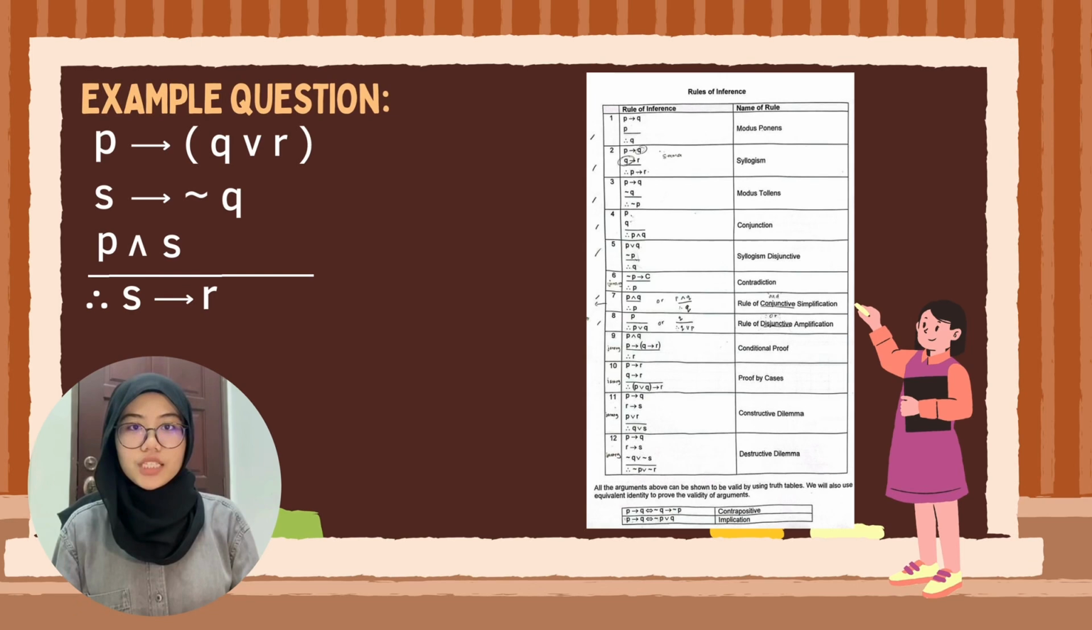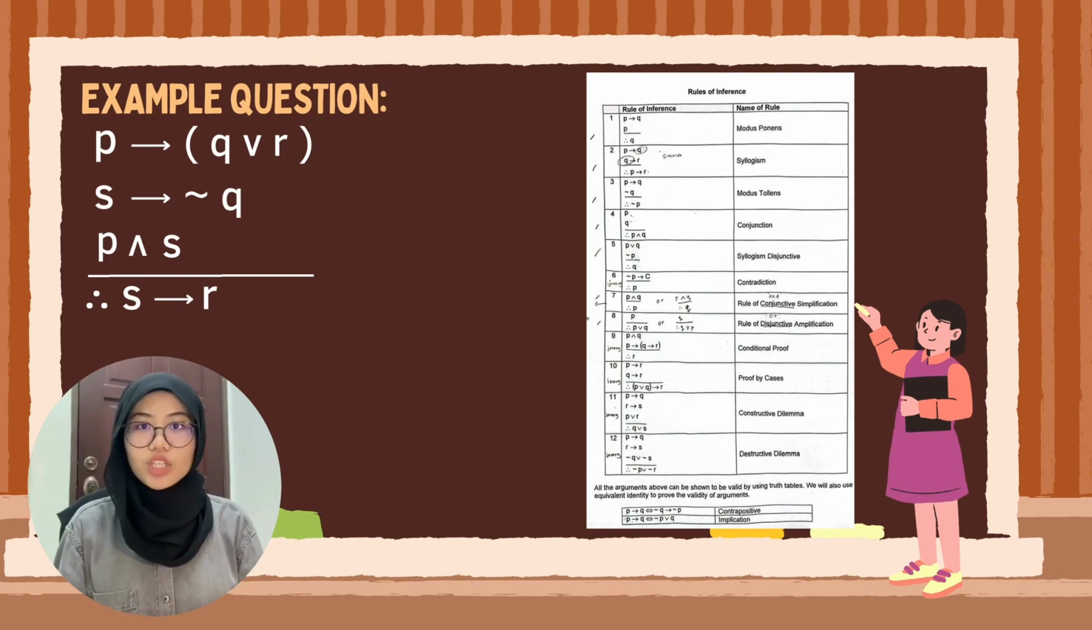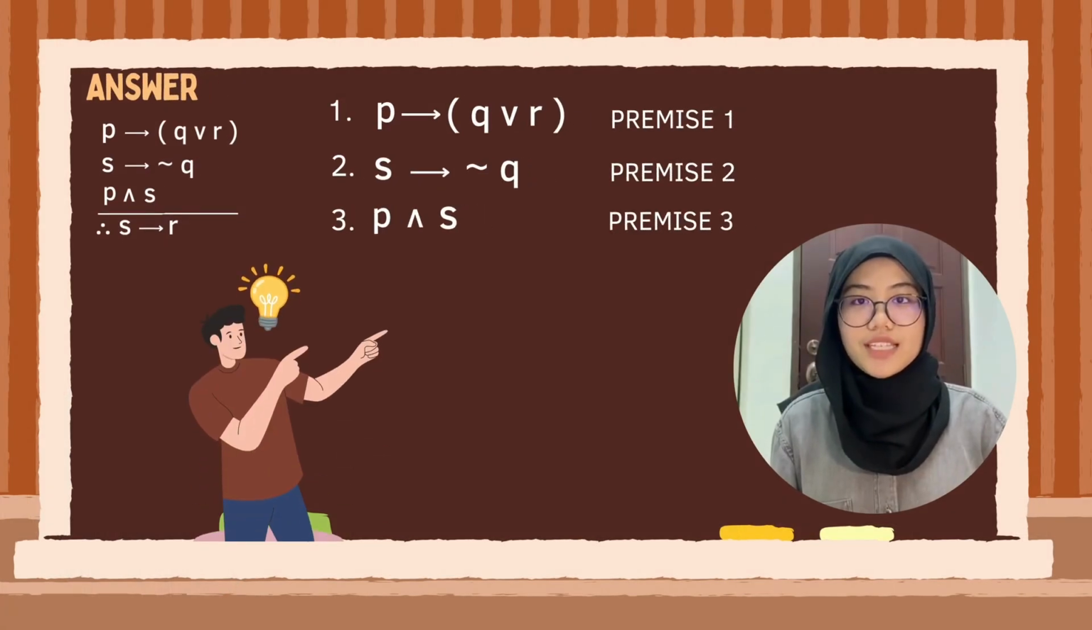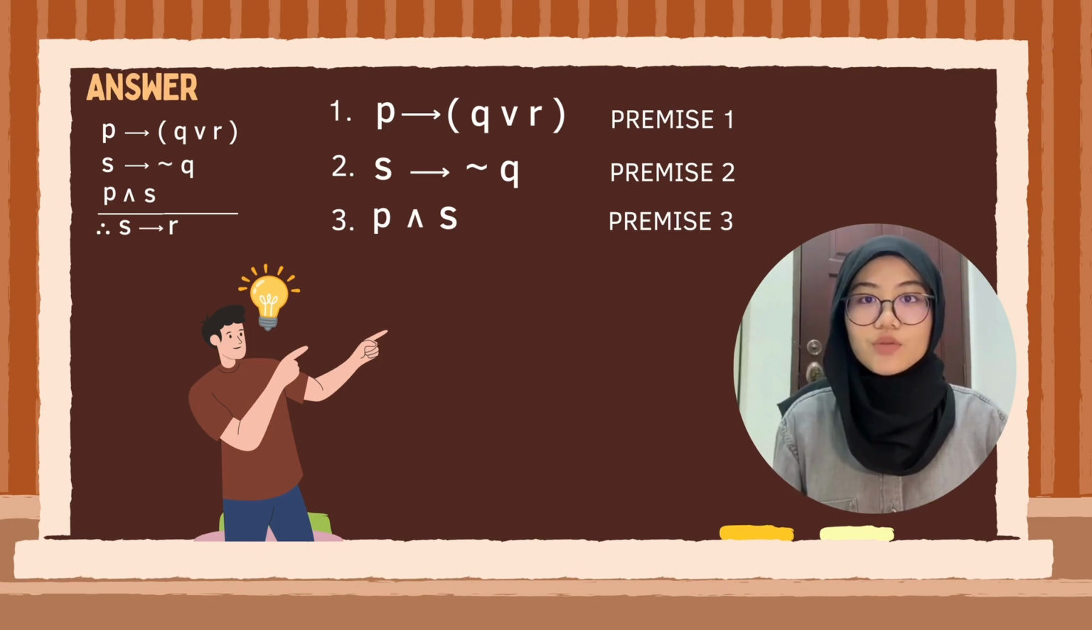For the next question, we have P implies Q or R, S implies not Q, P and S. The conclusion is S implies R. Hence, I am going to show the validity on the argument using the rule of inferences. First, we need to write all the premises. Hence, number 1, P implies Q or R will become premise 1. Number 2, S implies not Q will become premise 2. And number 3, P and S will become premise 3.